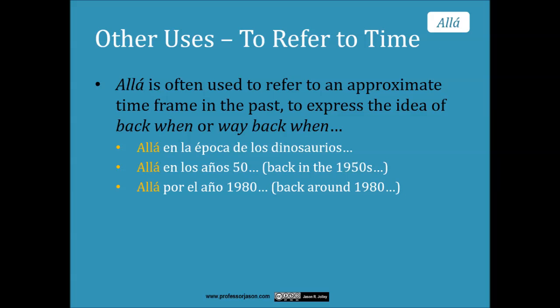Okay, so a couple of these forms that we've been talking about are used to refer to time. Let's talk about allá. Allá in particular is often used to refer to an approximate time frame in the past, to express the idea of back when or way back when, right? And allí is generally not used in this way.